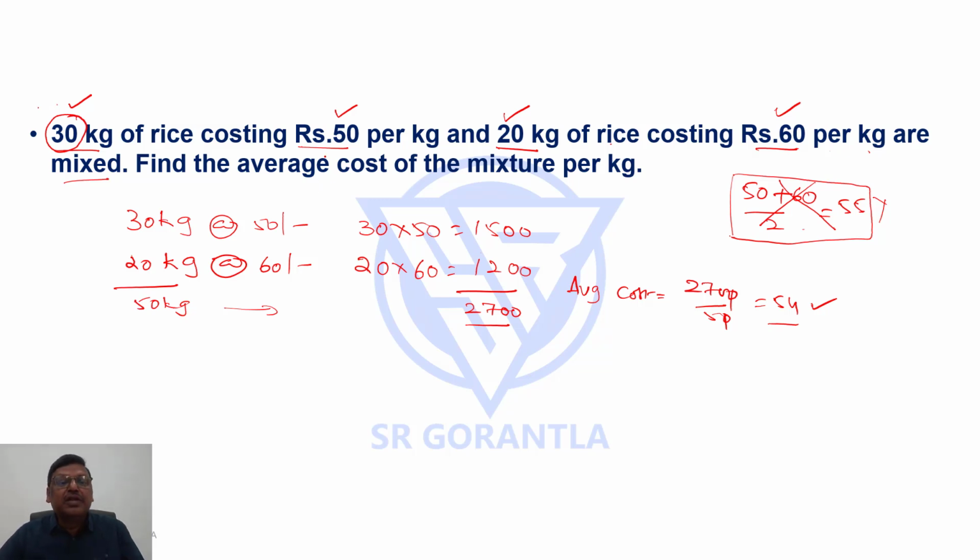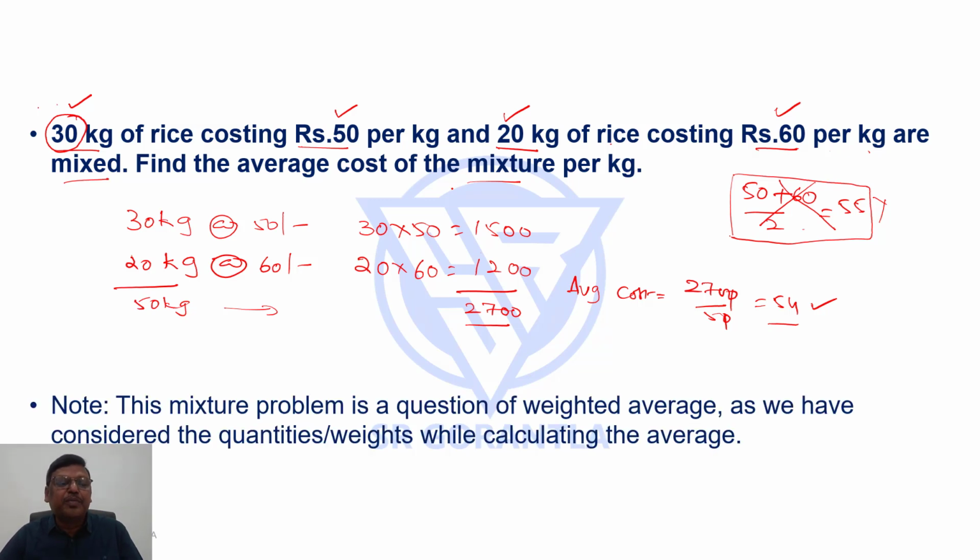So this is what we call a mixture problem. Mathematically speaking, it is called a weighted average problem. This mixtures problem is a question of weighted average because we are considering the quantities or weights while calculating the average. The quantities are considered, so that's why it is called a weighted average question. And we have done it by basic understanding.